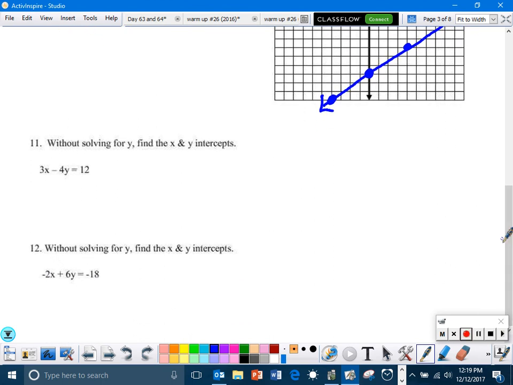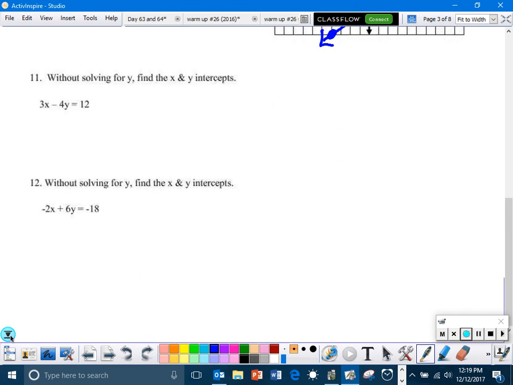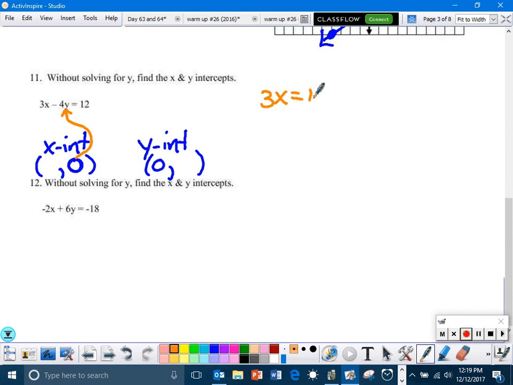All right, number 11. Without solving for y, we are going to find the x and y intercept. All right, so remember, in the x-intercept, the y value is always 0. In the y-intercept, the x value is always 0. All right, so if we plug the 0 into y, that's basically gone. So we are left with 3x equals 12. Divide by 3, and we see that the x-intercept is 4.